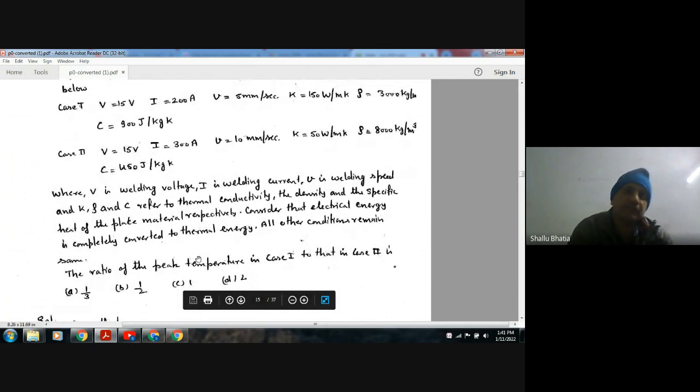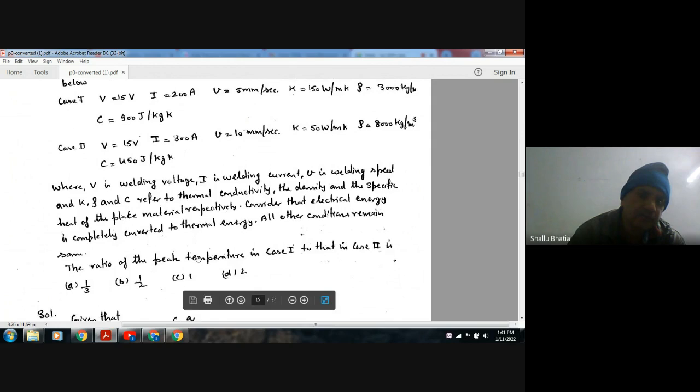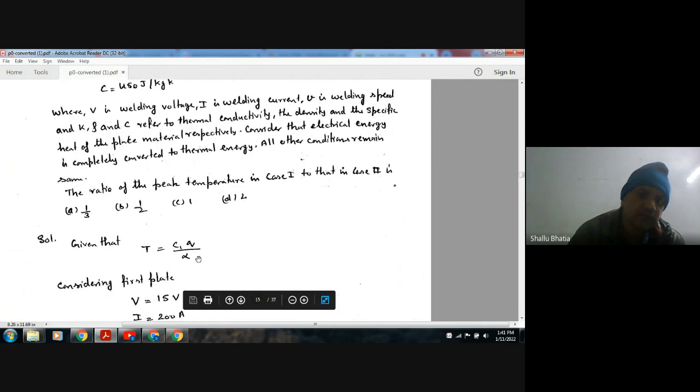Where V is the welding voltage, I is the welding current, v is the welding speed, and K, rho, and C refer to thermal conductivity, density, and specific heat of the plate material respectively. Consider that the electrical energy is completely converted into thermal energy. All other conditions remain the same. The ratio of peak temperature in case 1 to that in case 2 is: option A 1/3, option B 1/2, option C 1, option D.